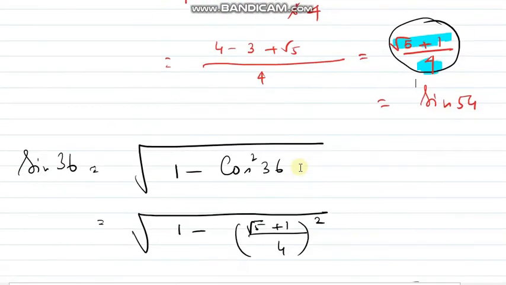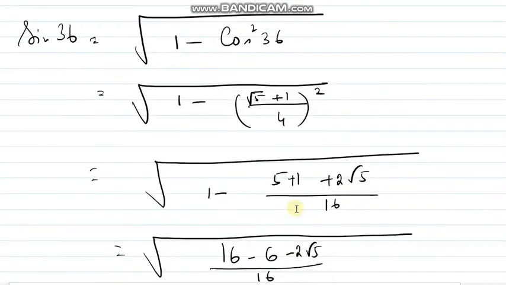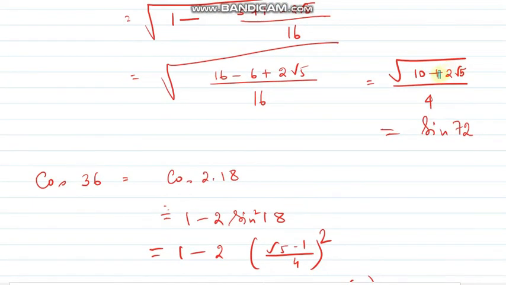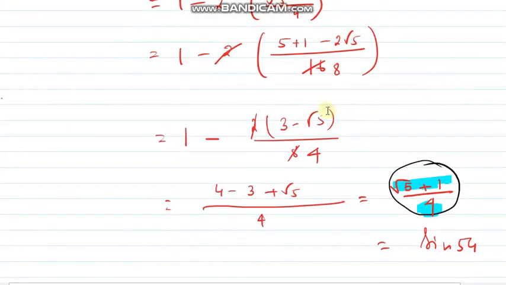And let's check. Sine 36 was root over 10 minus 2 root 5 divided by 4. That was sine 36. And what is sine 72? Root over 10 plus 2 root 5 divided by 4. Again, just the sign changes there. So I hope by this you can remember these formulas. We have to apply these formulas.